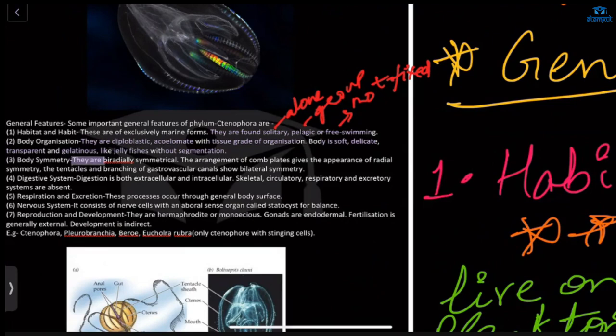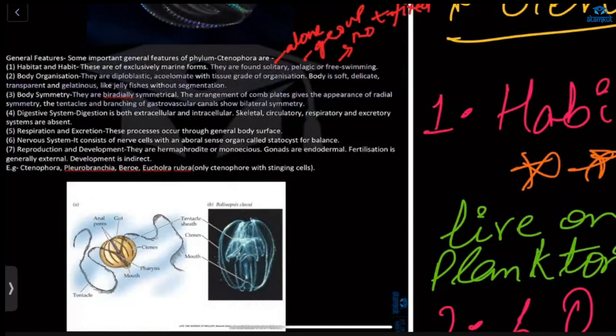Body symmetry, biradially symmetrical or radially symmetrical. The arrangement of comb plates gives the appearance of radial symmetry. The tentacles and branching of gastrovascular canal show bilateral symmetry. So agar tum inke tentacles and branching of gastrovascular cavity dekhoge to bilateral symmetry dikhegi. And mostly they are biradially symmetrical, and if you are seeing the arrangement of comb plates, then they will be radially symmetrical. So you have to remember all in all ki they are radially symmetrical.